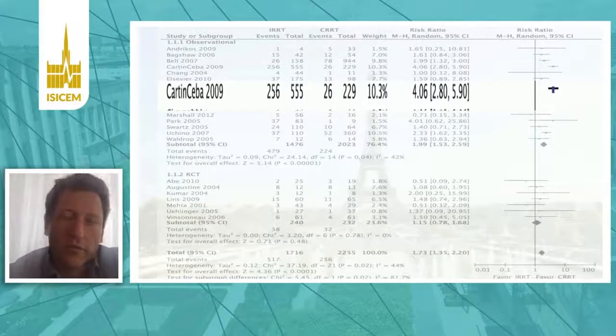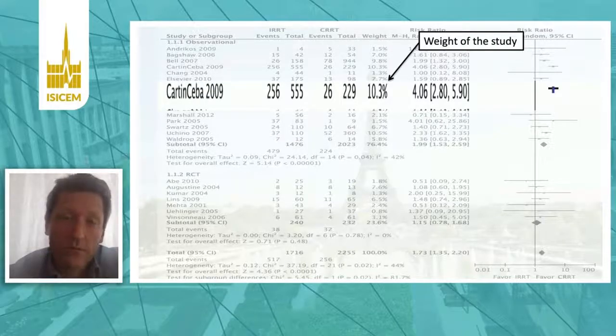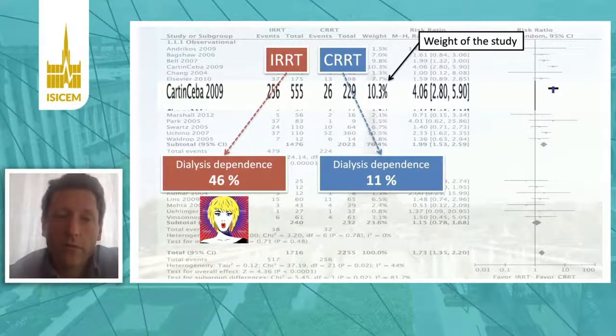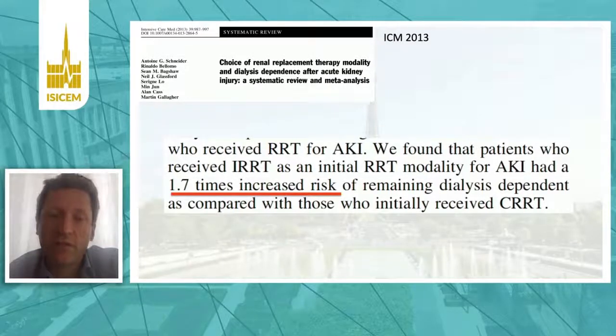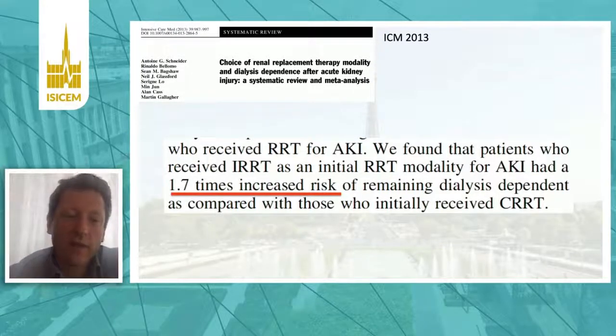And another point in this study is that in the observational study, you have this study from Kartin Keba with a very high weight, 10%. And in this study, at the end of the follow-up, the dialysis dependency for intermittent renal replacement therapy patients is 46%. In my opinion, this does not reflect real life. However, in the conclusion of this paper, the authors say that patients who receive intermittent RRT as an initial modality for AKI had a 1.7 times increased risk of remaining dialysis dependent.